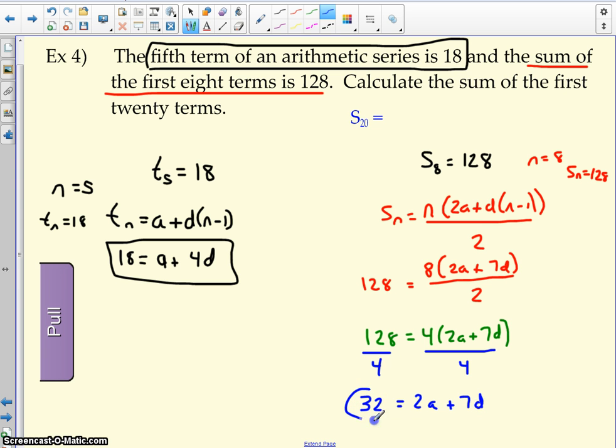And again, what I have here is two equations, two unknowns. So I would like you to solve these equations using either substitution or elimination.